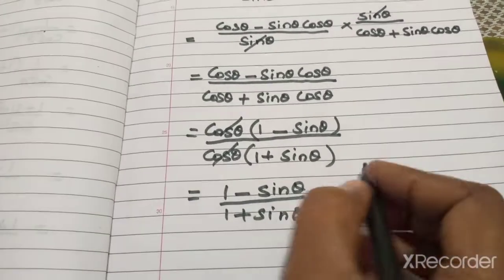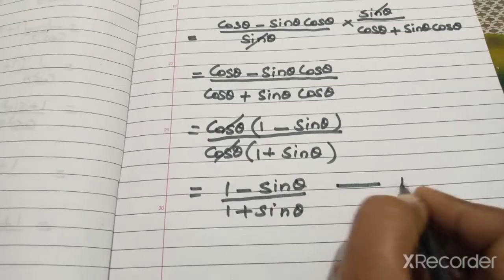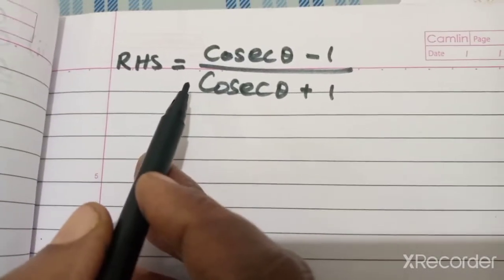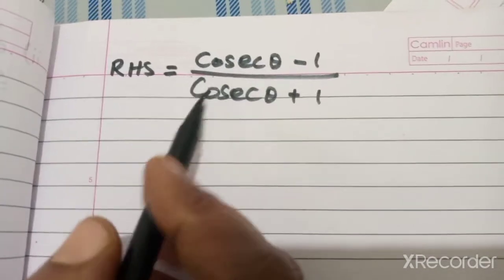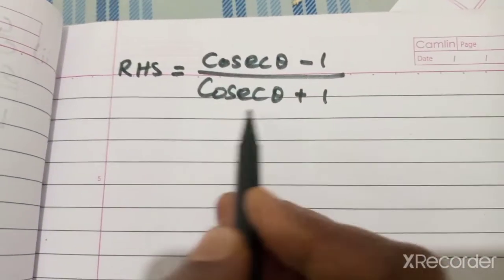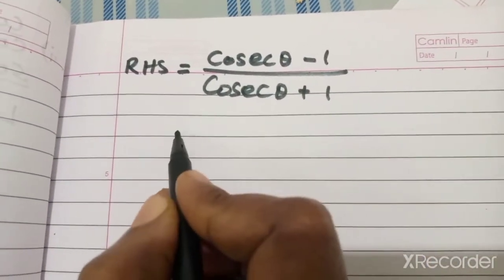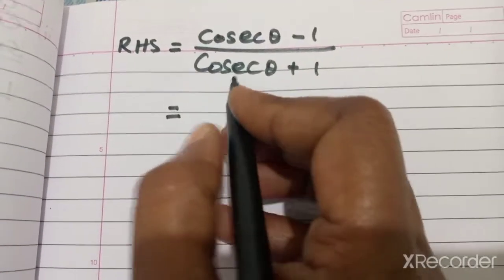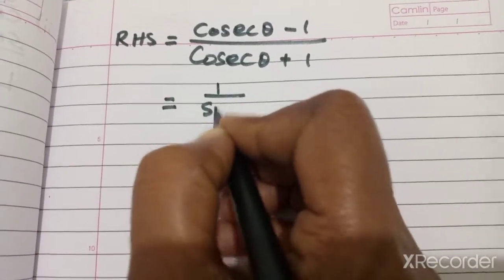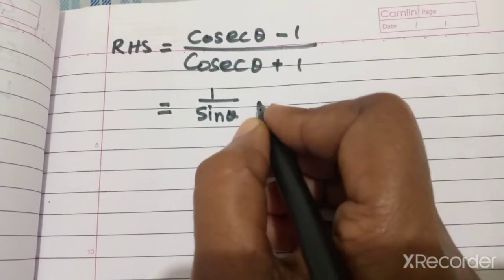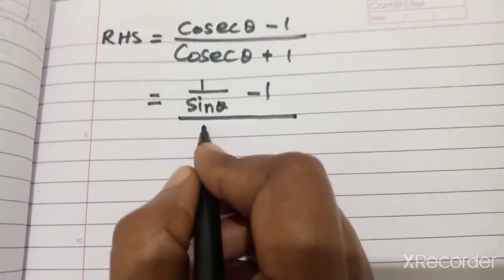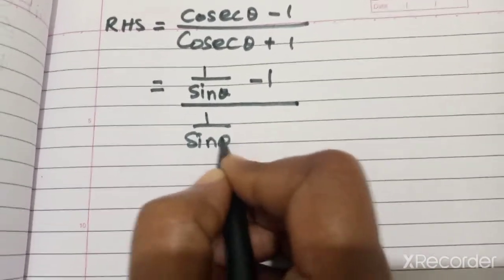Okay. Now let us call it equation number 1. Now let us take the RHS. What is the RHS? Cosecant theta minus 1 by cosecant theta plus 1. What is the cosecant theta formula? Do you remember? 1 by sin theta. So let us use the formula 1 by sin theta, then minus 1 is there, minus 1 divided by denominator also. Let us use the formula 1 by sin theta plus 1.